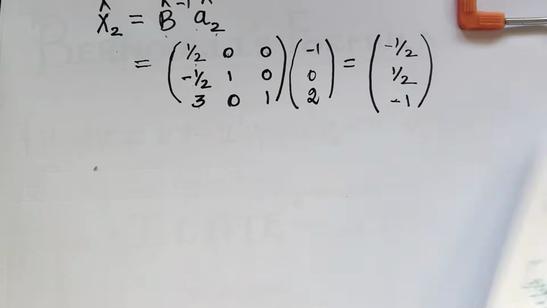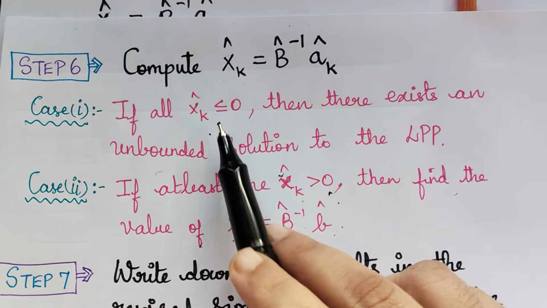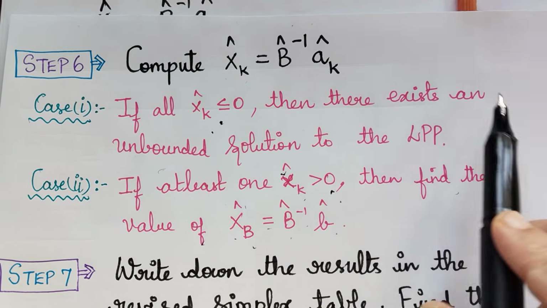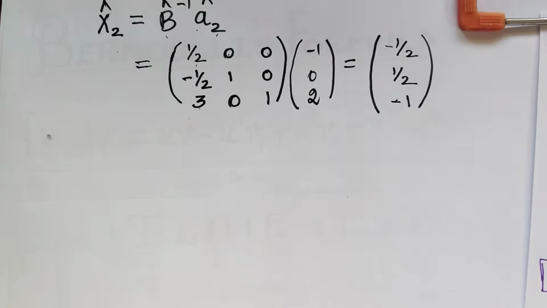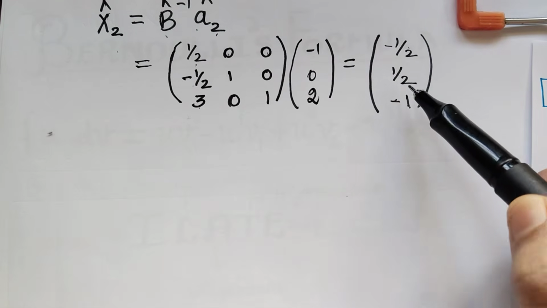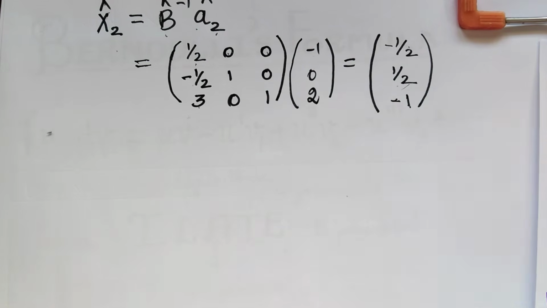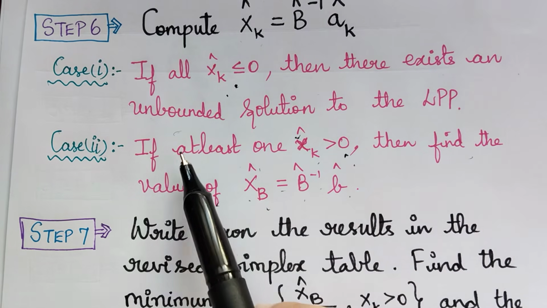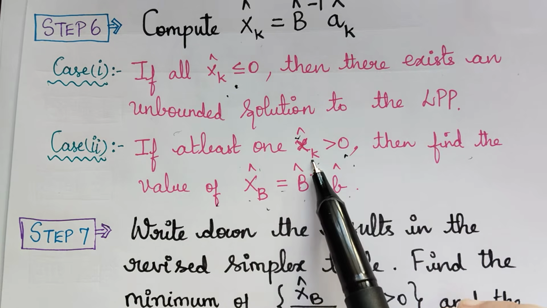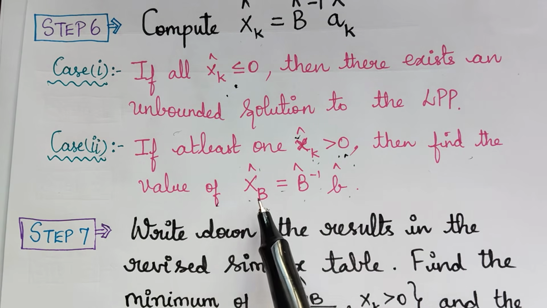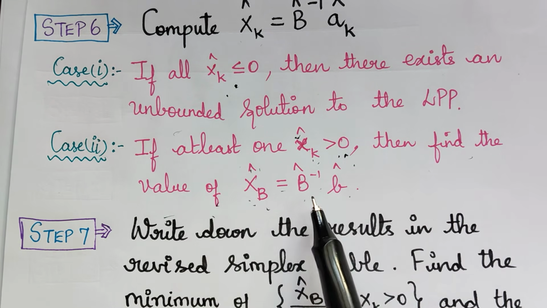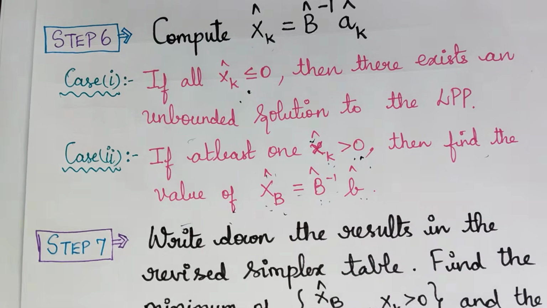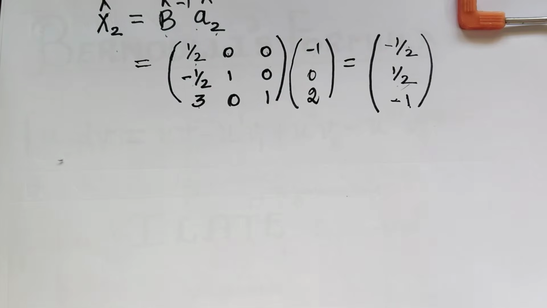So after this, according to the step, if all xk cap are less than or equal to 0, then there exists an unbounded solution. But we see it's not so: this is negative, but here we have a positive value. So all xk cap are not less than 0. Now the second case is, if at least one xk cap is greater than 0, then we have to find the value of xb cap, which is equal to b cap inverse multiplied with b cap. So let us do that.